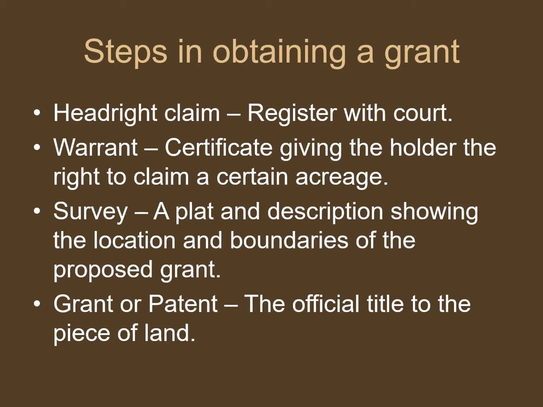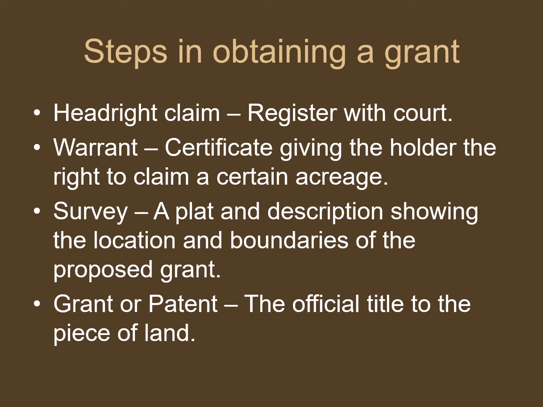Here are 4 steps to obtaining a land grant. First, one or a group of headrights was recorded with the local court. The court gave the applicant a document entitling him to a certain number of acres. That certificate is called a warrant. When the headright system faded, that warrant would be based on payment of a composition fee.